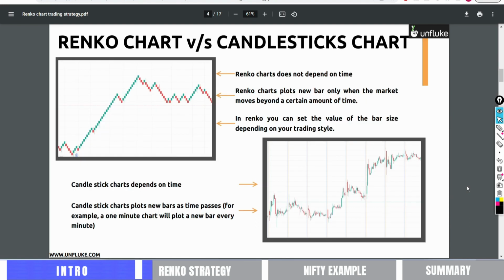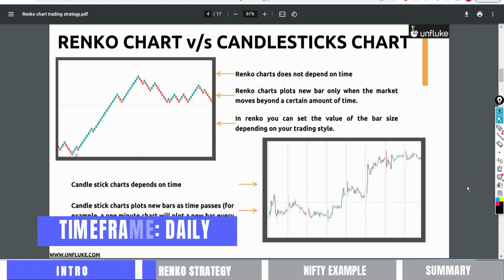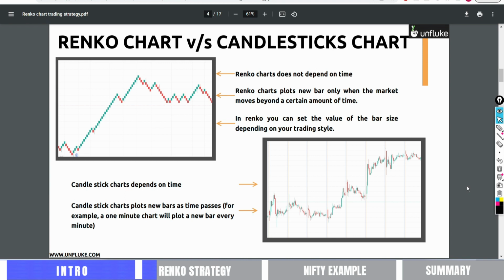As you know, this RENKO chart technically does not depend on time, but we should try to have a RENKO chart. In this strategy, we will be doing the RENKO chart on a daily time frame, and we will be putting the bar size. You always have to put the bar size in RENKO. I will also tell you how to figure out the correct bar size for RENKO. And then obviously I will be putting the EMA also. So you can clearly see the difference between the RENKO and the actual chart. In RENKO, whenever there is a trend, it will give you a very good trend because it takes care of all the volatility.